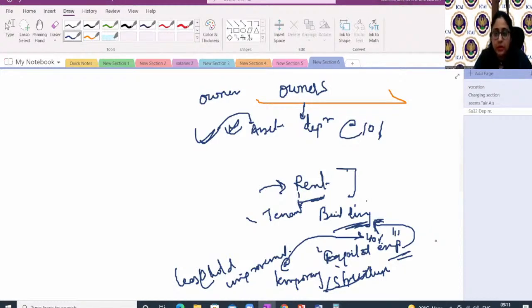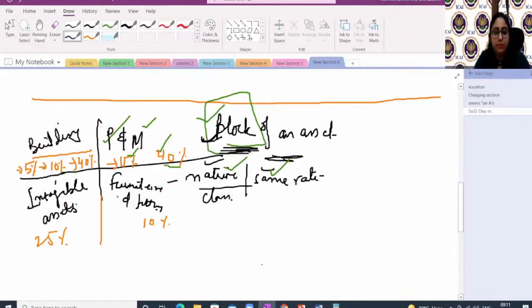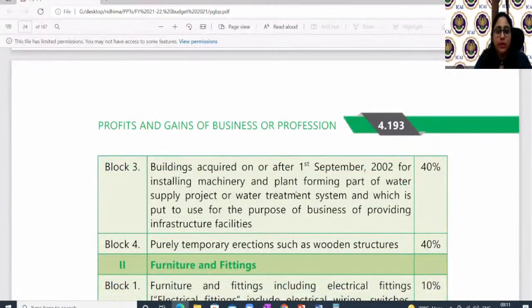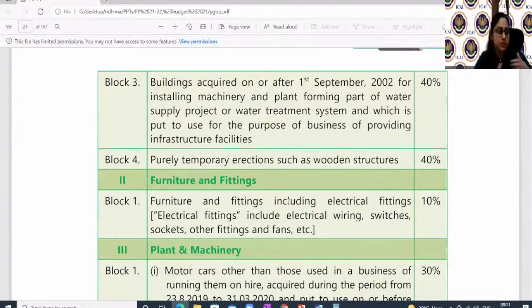Clear? So coming back to the rates, I am not telling you how to calculate depreciation. I have just told you block of assets. I am just telling you the depreciation rate. How to calculate it, we will come to in the next part. Furniture and fittings means table, electricity fittings, all of these are depreciated at the rate of 10%.